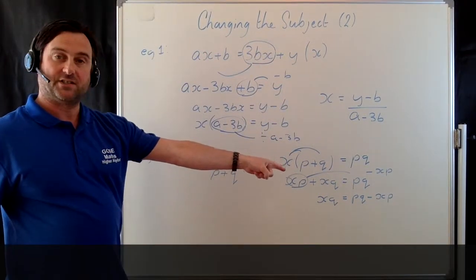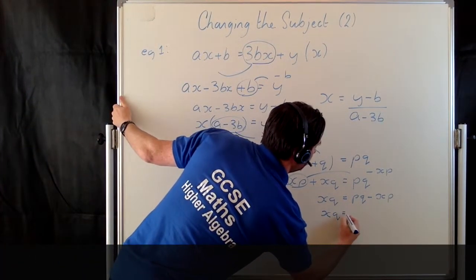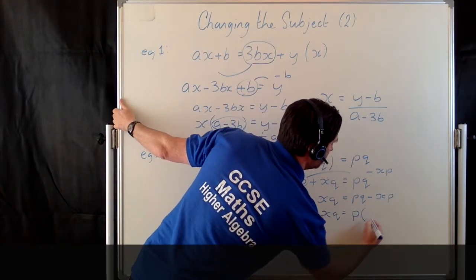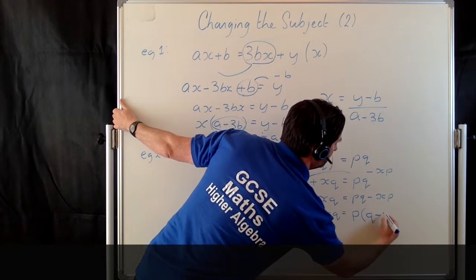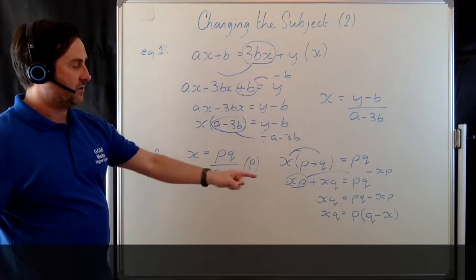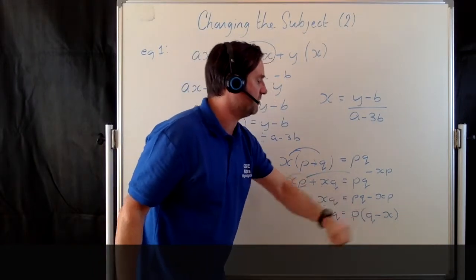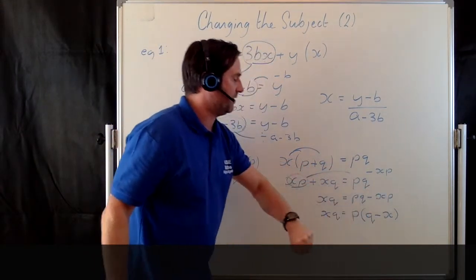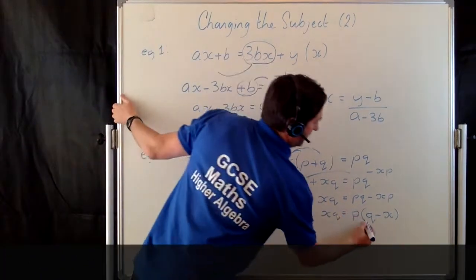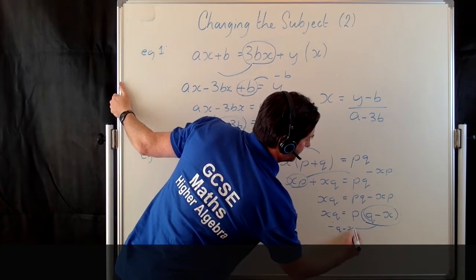Now I can factorise this right hand side, so I get xq equals p occurs in both, so I can put the p outside the brackets. I'm left with q minus x inside the brackets. And now, because I'm making p the subject, I leave p where it is. This means p times q minus x. If I divide by q minus x on both sides, I'll be left with p on its own. So what I'm doing in effect is taking this over to here and dividing by q minus x.